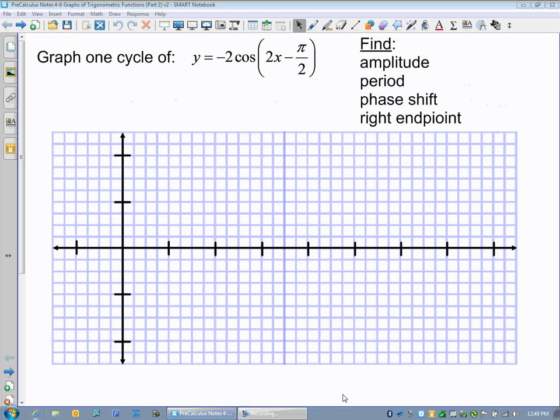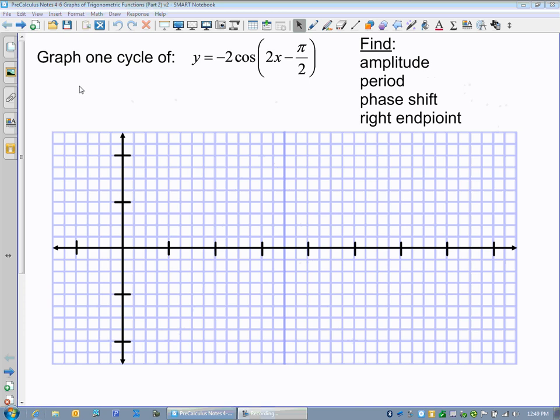Hello, this is Mr. P, and today we're going to learn more about graphing the trigonometric functions. In the last section, we covered sine and cosine. In this lecture, we're going to cover tangent plus the three reciprocal functions, which would be cotangent, secant, and cosecant.